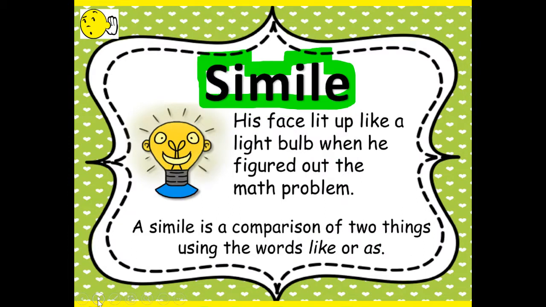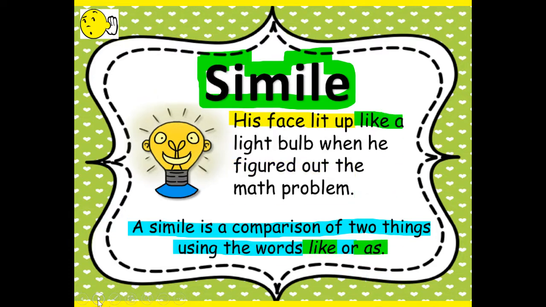So listen closely. A simile is a comparison of two things using the words like or as. So, his face lit up like a light bulb when he figured out the math problem. When you compare two things and you use the words like or as, you are using a simile. That's a type of figurative language.